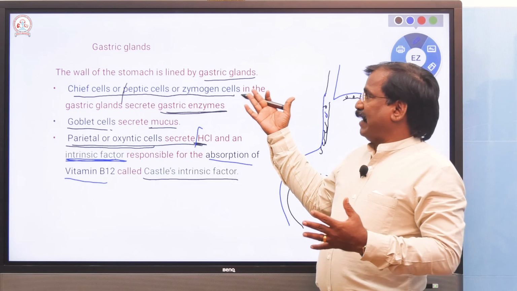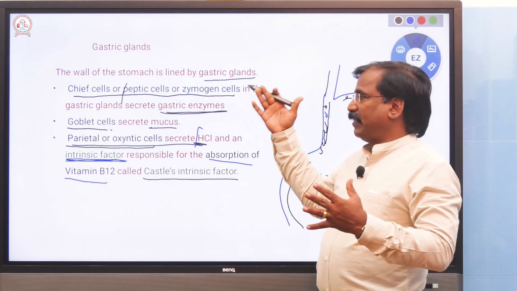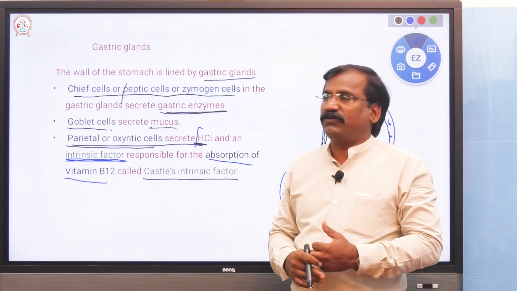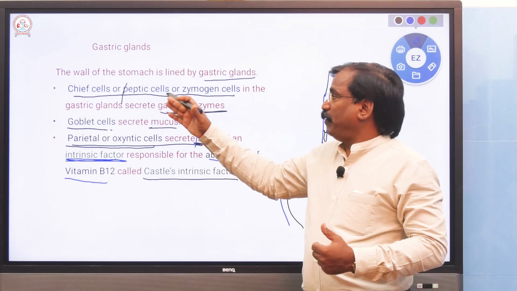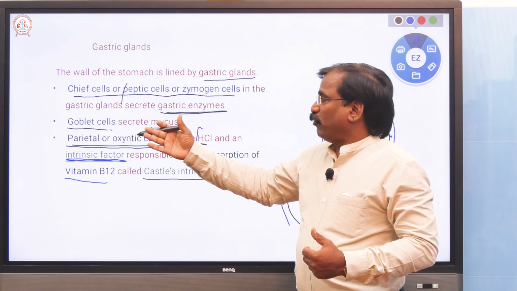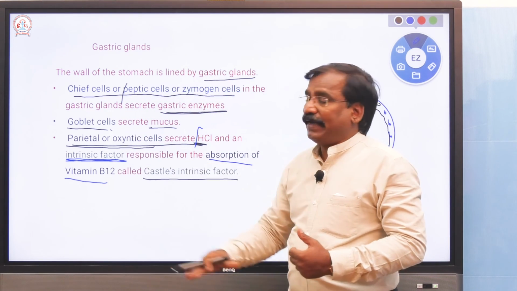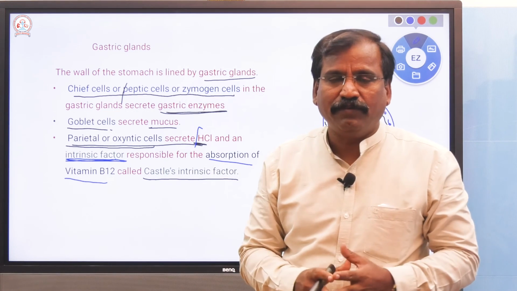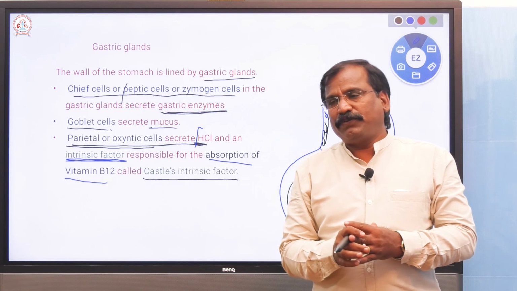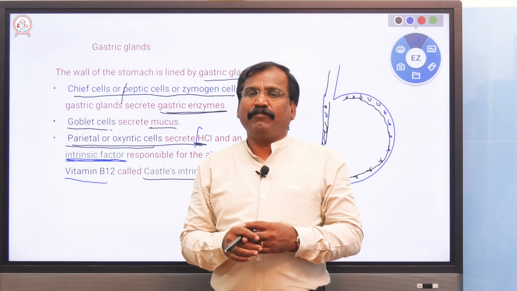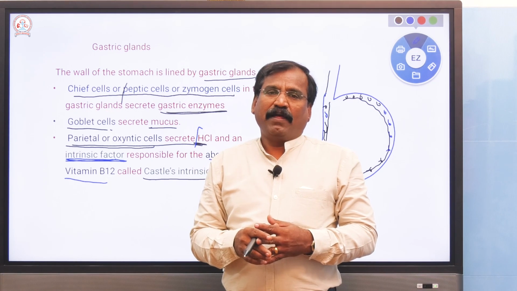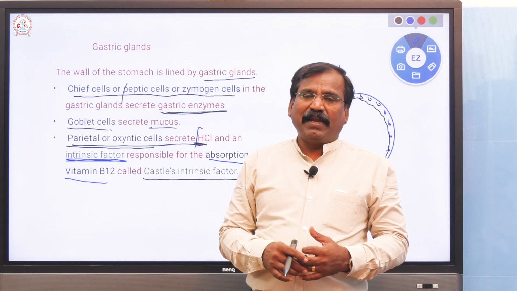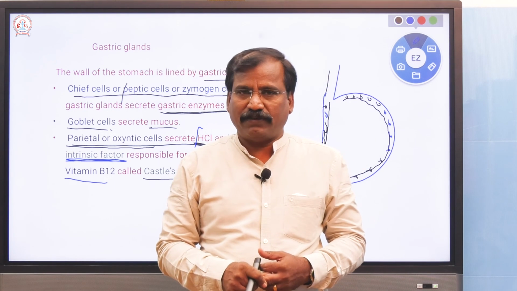In gastric glands, three types of cells are there: chief cells or peptic or zymogen cells, goblet cells, and parietal or oxyntic cells. These are the glands located inside the stomach. The rest of the glands we will discuss in the next class. Thank you.